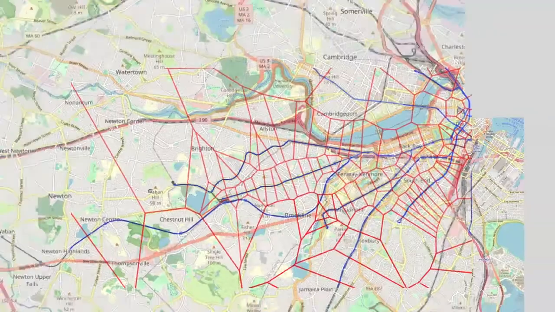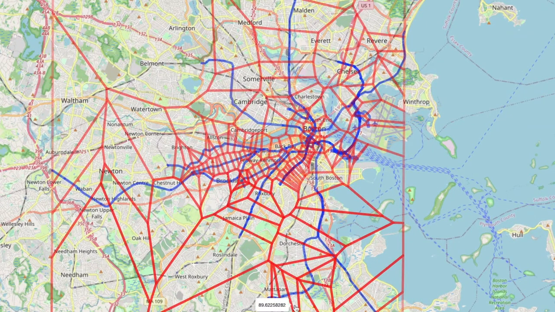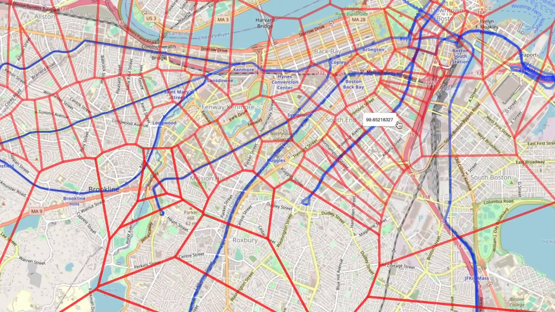Our findings indicate that blobs around the outskirts of the city, in areas like Mattapan and Cambridge, tend to be larger, whereas blobs toward the center of Boston are much smaller. Essentially, downtown is better served by the T than the suburbs are.